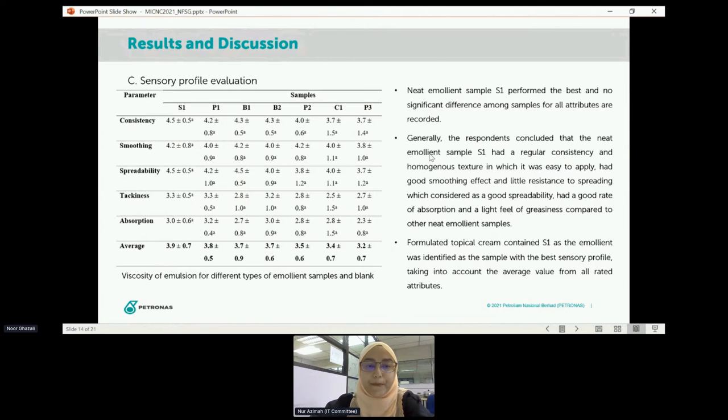And generally, the respondents concluded that the neat emollient sample S1 had a regular consistency and homogeneous texture in which it was easy to apply on the skin, it has a good smoothing effect, and little resistance to spreading. Whereby we can see here, it has a score of 4.5 compared to others, meaning that the sample is less viscous compared to other samples, and had a good rate of absorption and a light feel of greasiness compared to other neat emollient samples. The formulated topical cream containing S1 ester emollient was identified as the sample with the best sensory profile, taking into account the average value from all rated attributes, these 5 different attributes.